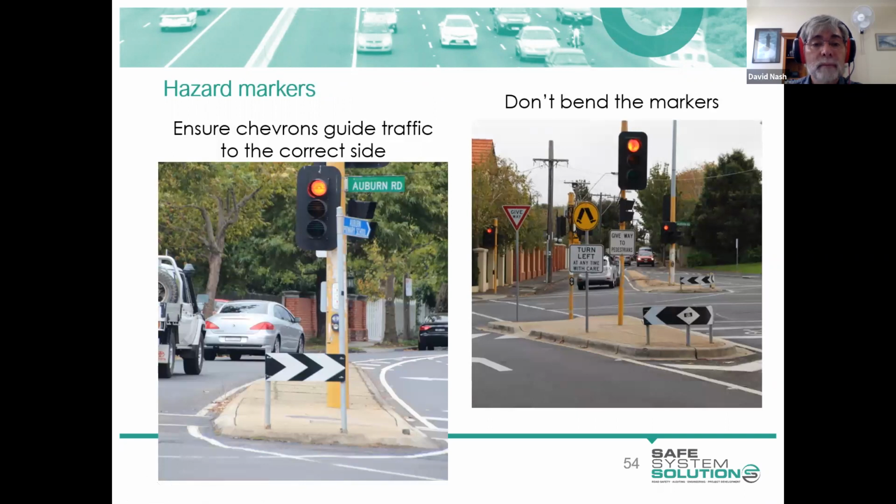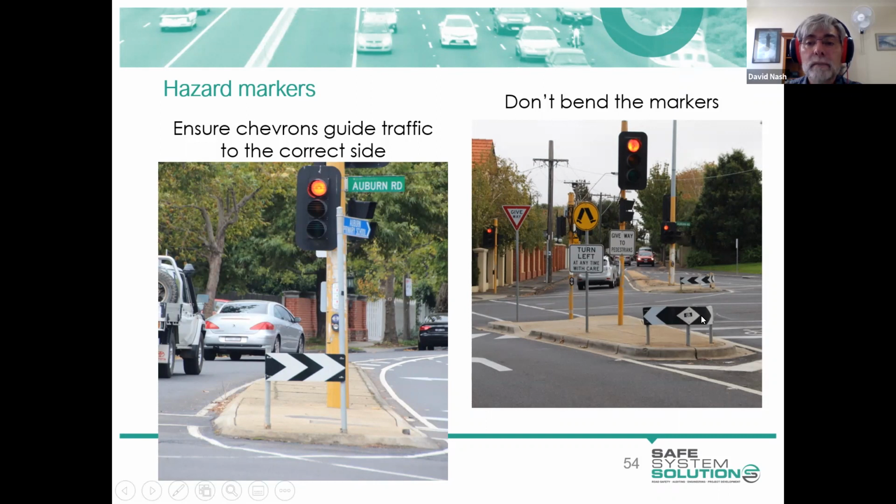So here's some examples of bad practice. So for instance, you can go to the right of this island if you're turning right, but you definitely can't go to the wrong side of this island if you're continuing straight through. So that chevron is actually pointing in the wrong direction. And is probably unnecessary anyway. It would be better just to use a keep left sign.